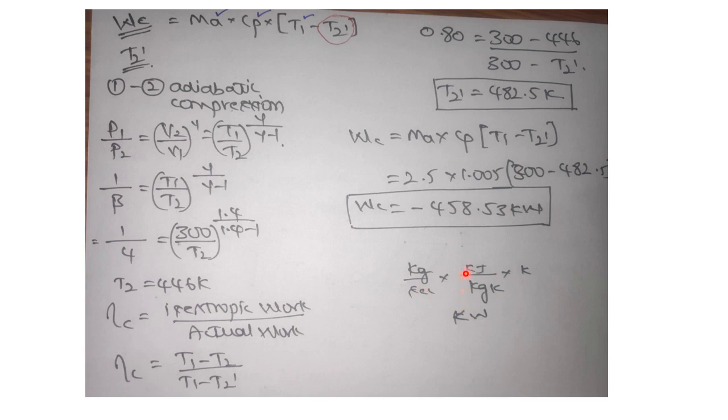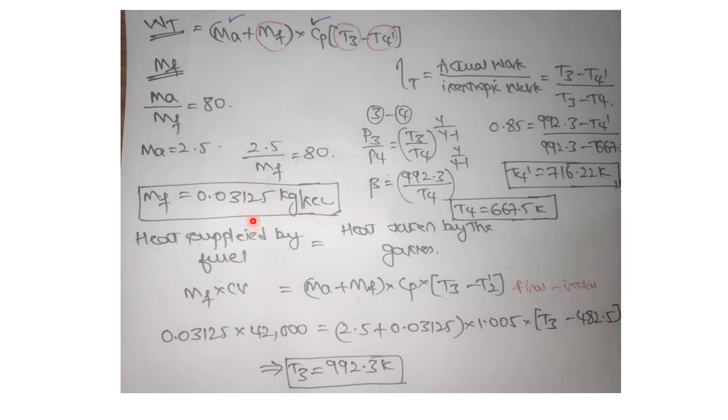Similarly, now we will go for the turbine work. The turbine is dealing with fuel as well as air, so the turbine work is mass of air plus mass of fuel into Cp into T3 minus T4 dash. You know the mass flow rate of air, you know Cp, but you don't know the mass flow rate of fuel, T3 and T4 dash. We'll be calculating them one by one now.